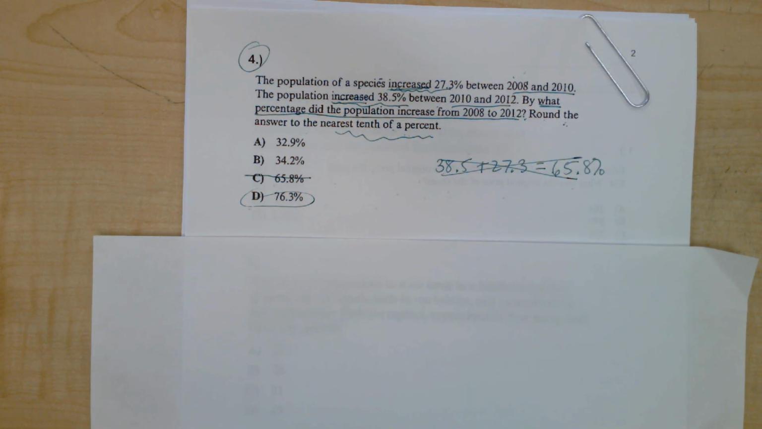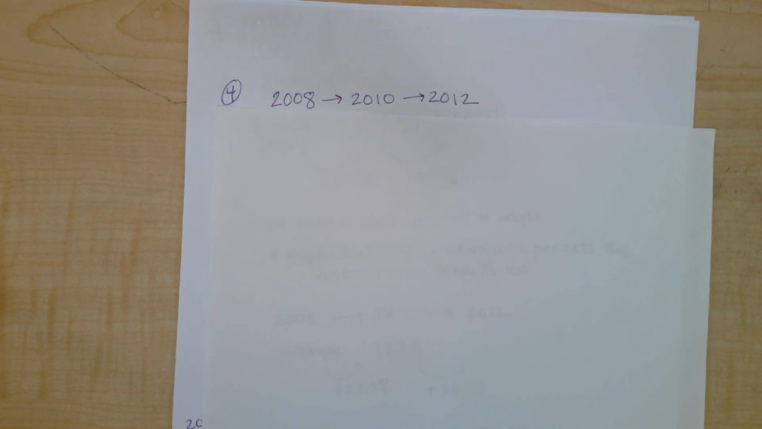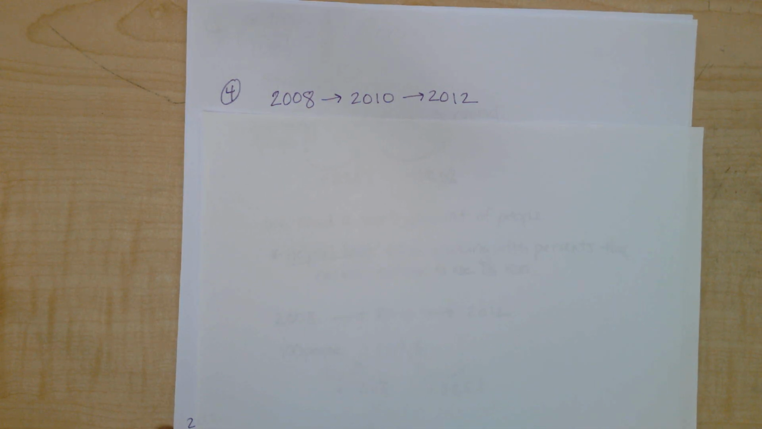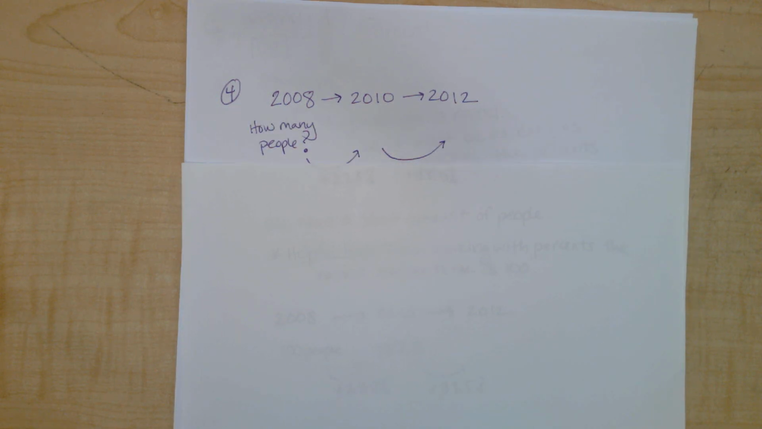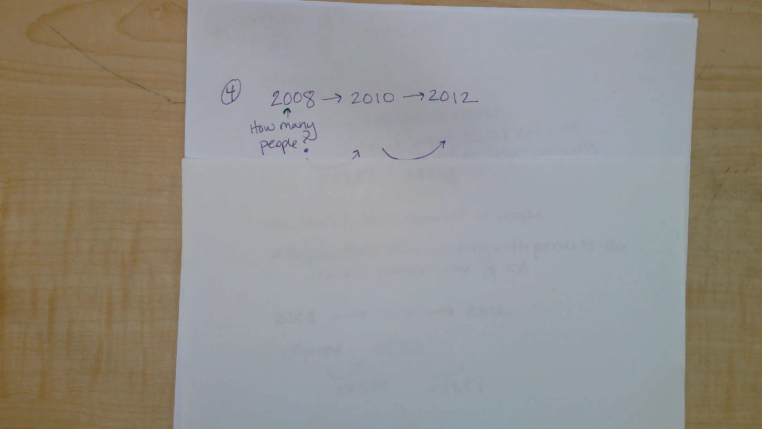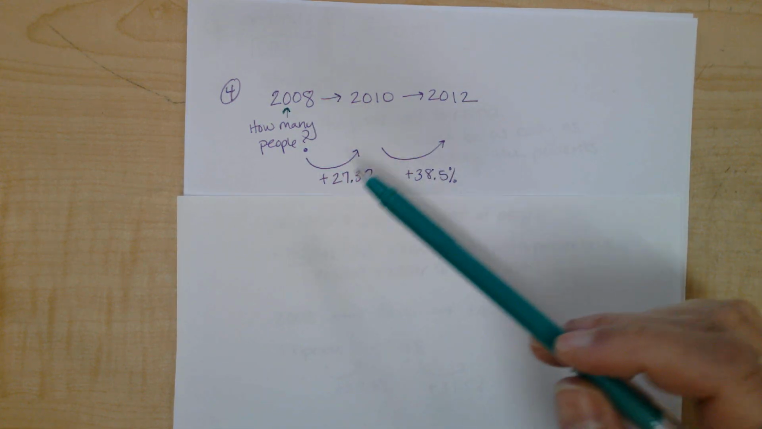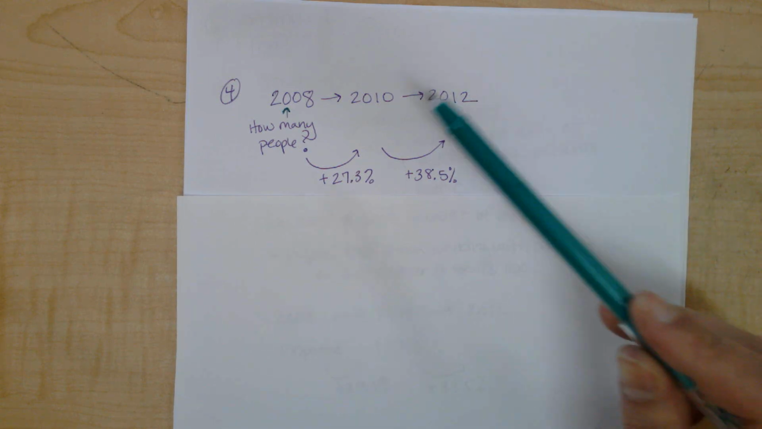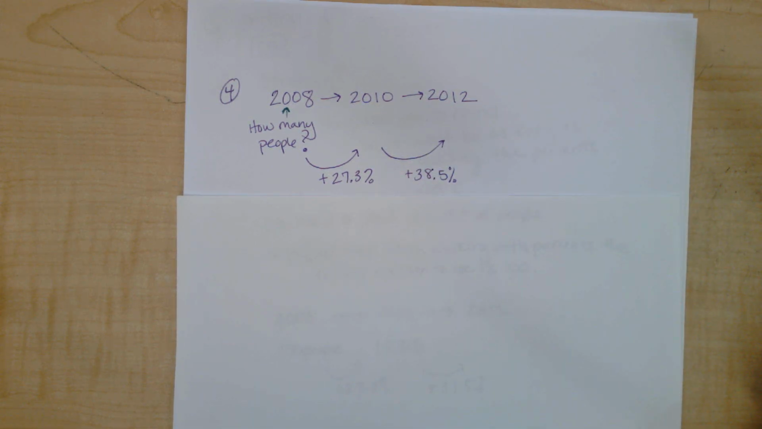Okay, but now let's get to the actual math behind what we're doing here. I'll show you. All right, for number 4, we're looking at years 2008 to 2010. Because we're increasing by percentages, I started with how many people were there in 2008? We don't know. They just told us the percent increase. All we know is that from 2008 to 2010, we went up 27.3%, and then 2010 to 2012, we went up 38.5%, but we don't know how many people we started with.